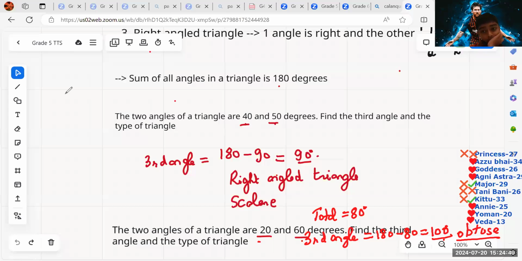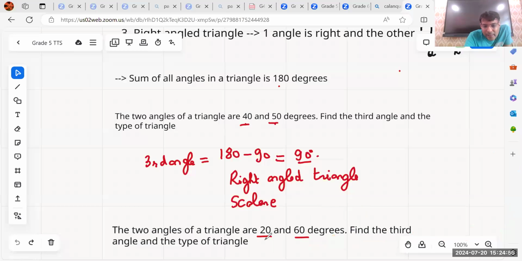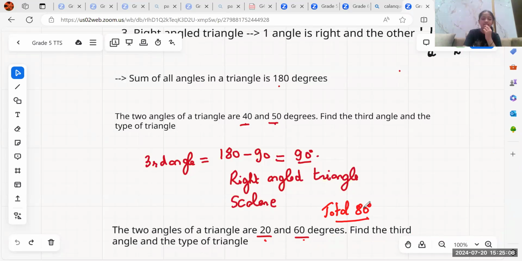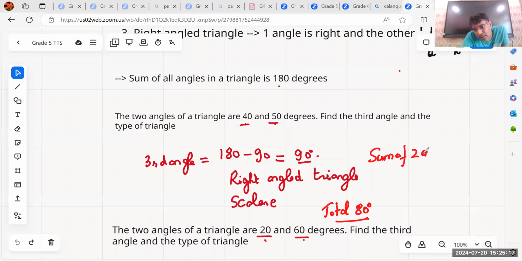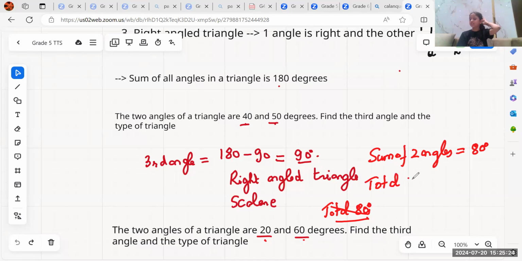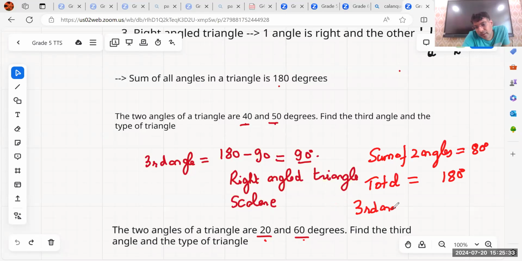Sir, I didn't understand. First of all, beta, one by one. Two angles are, total is 80. What will be the third angle? Total of two angles is 80. What will be the third angle, princess? You don't know. बेटा तीनों एंगल्स का टोटल 180 होता है. Yes, sir. Total is 180. What will be the third angle? Oh, sir, understood. 180 minus 80 is 100. Third angle will be 100 degrees.